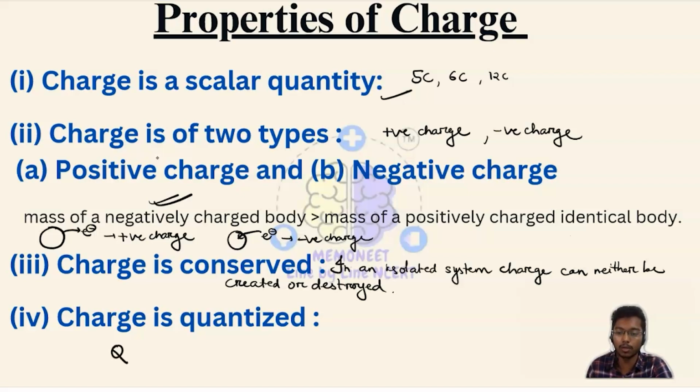Then charge is quantized. Yes, charge is quantized because we know that charge is an integral multiple of the electron charge. Q is equal to plus or minus n e.